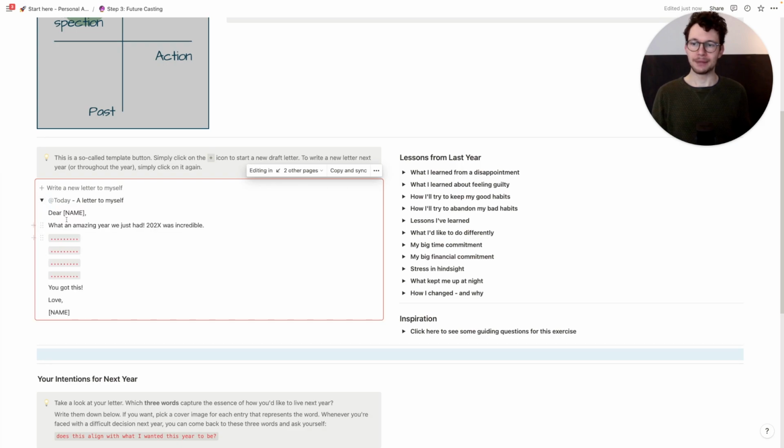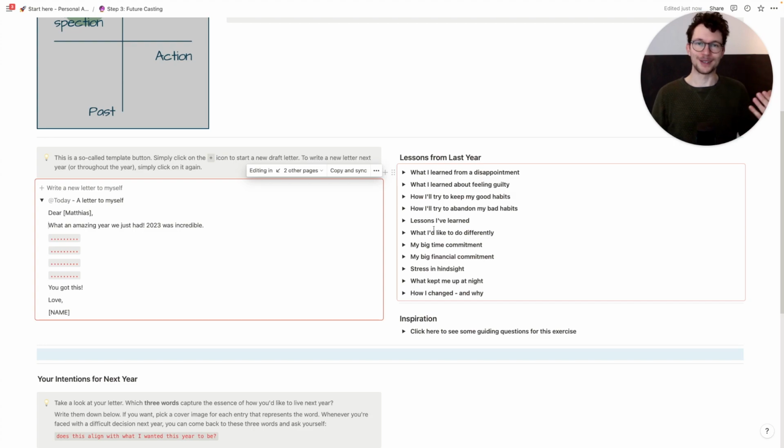And then we open it and we see we have a template like, dear. So I would put my name in here, dear Matthias. What an amazing year we just had. 2023, that's the next year, was incredible. And then we write as if our future us, from 1 year from now, would write to today's us a letter explaining all the things that happened, celebrating all the wins, what things they had to overcome, and so on and so on. And to make this even easier, you have on the side here first your lessons from the last year, right?